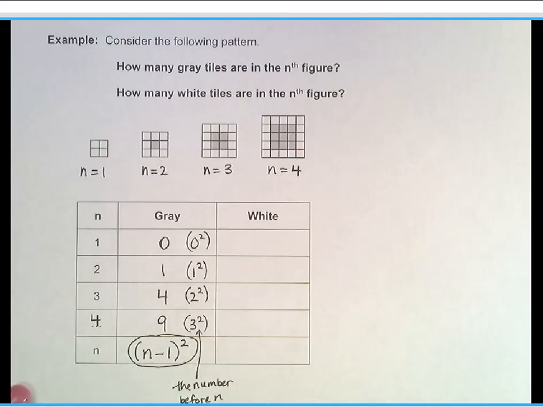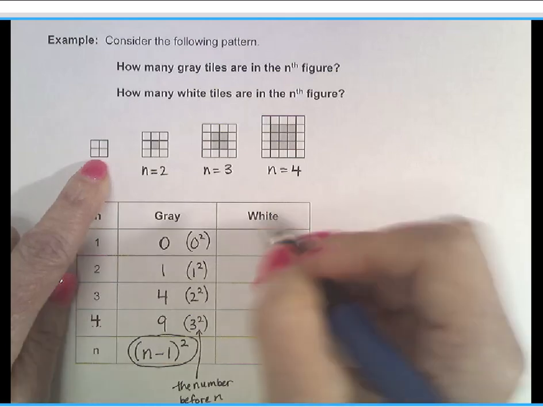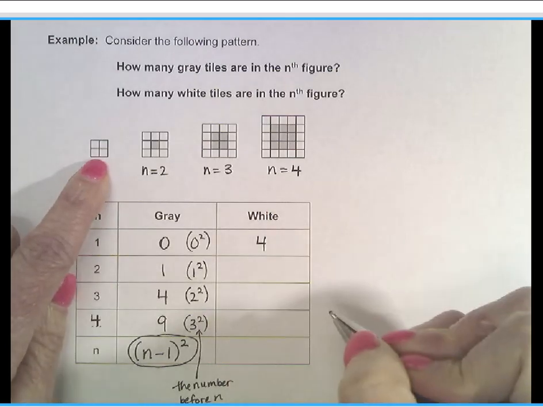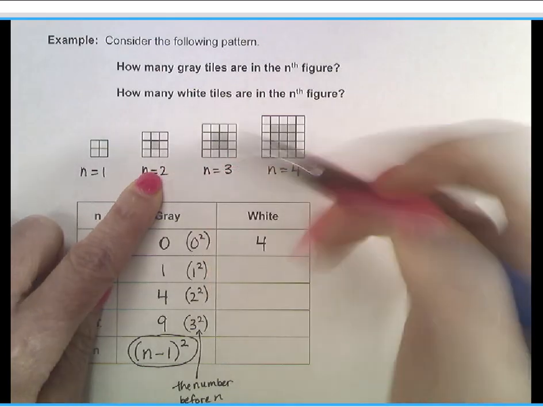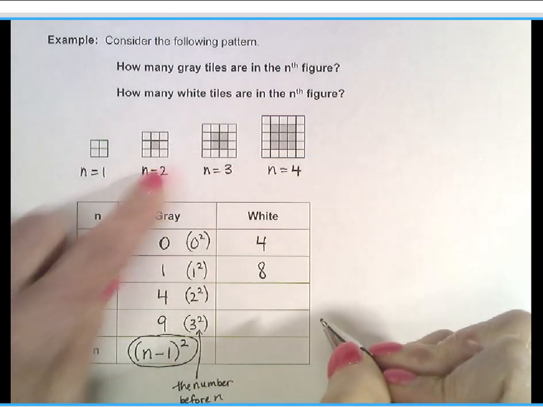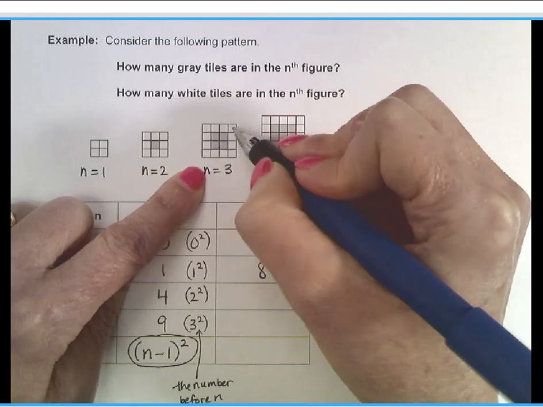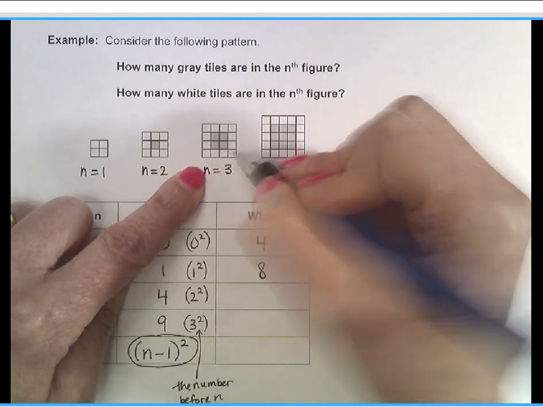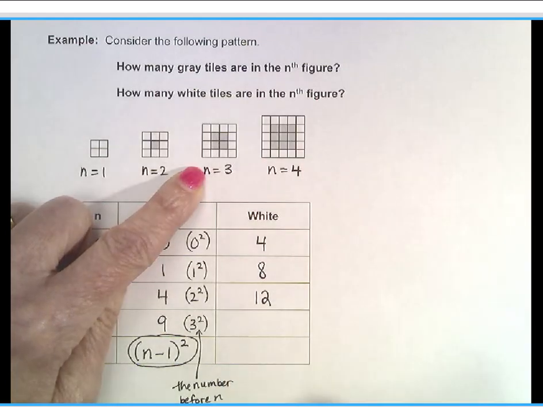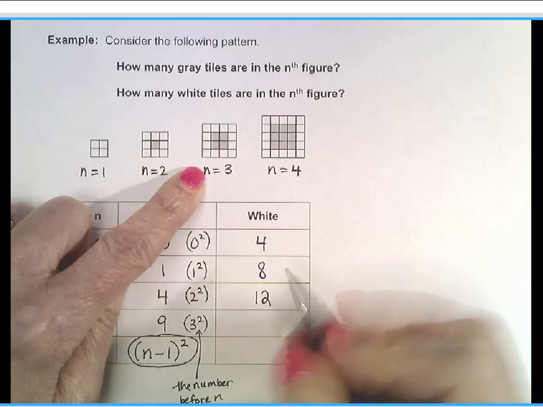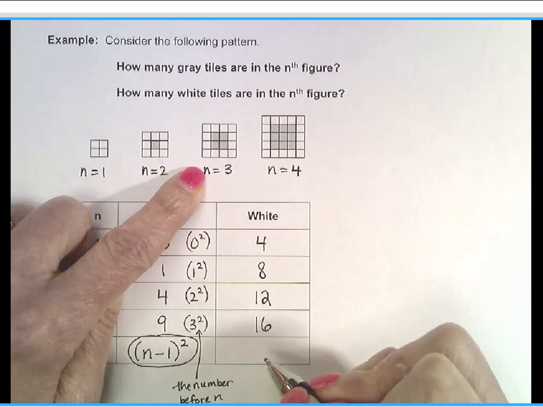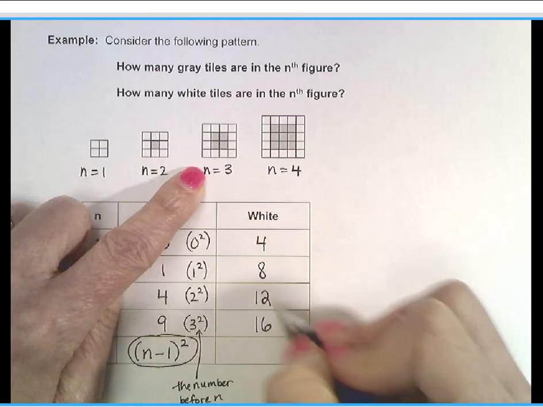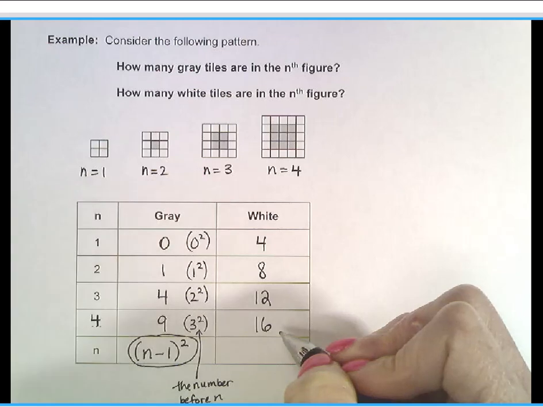Let's see if we can figure out the white tiles. So in position 1, there are 4 white tiles. In position 2, there are 1, 2, 3, 4, 5, 6, 7, 8. Then there are 4, 5, 6, 7, 8, 9, 10, 11, 12. I bet the next one would be 16, and if you count it, it is. And then 20, and then 24. Do you see how we're adding 4 each time?